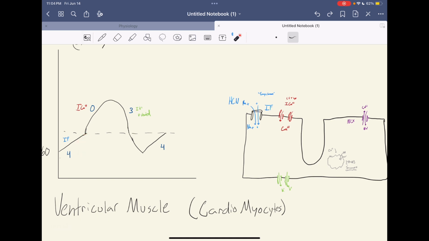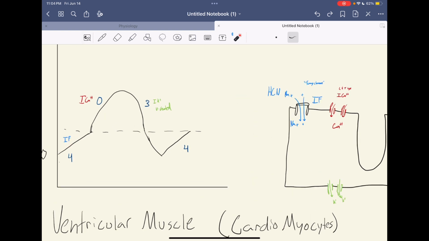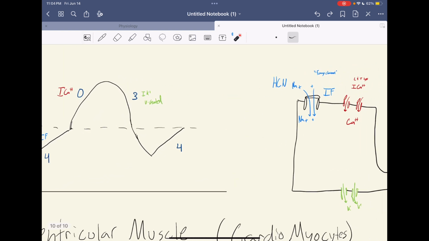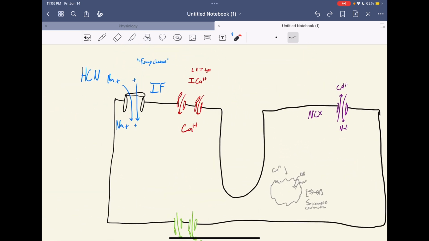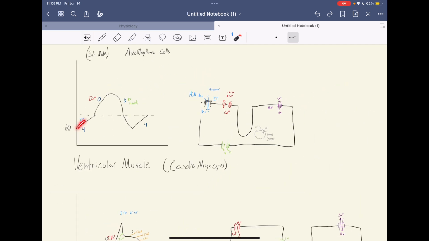So here at number 4, and it's numbered a little bit kind of funny, this first channel is actually called the funny channel. That's why it's an F here instead of an Na, because it's what allows sodium in. So if we look at this cell, this If channel, which is here in blue, is a voltage-gated channel that slowly allows this sodium to move into the cell. And that is what is depolarizing here.